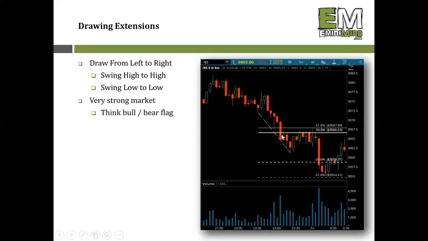So extensions are used in a really strong market or a really heavy selling market where we're just not making a bigger retracement. And sometimes it is just too late, and it's better to either take a counter trend trade or wait for that larger retracement for the market to reset a little bit.